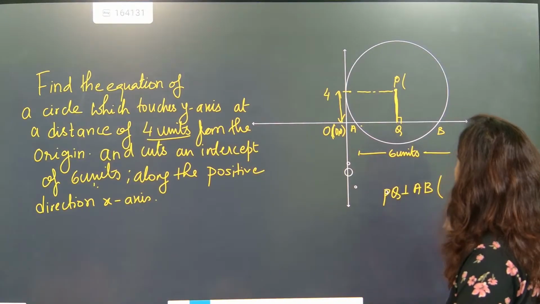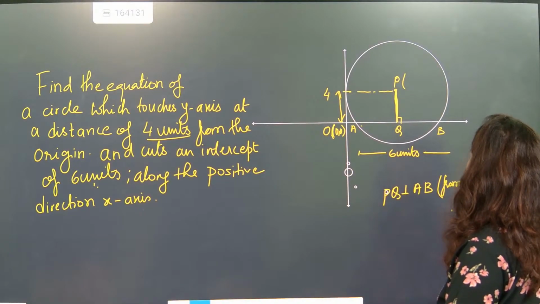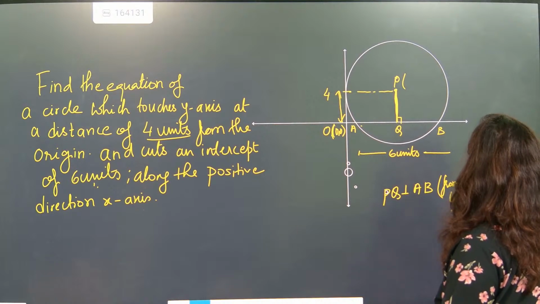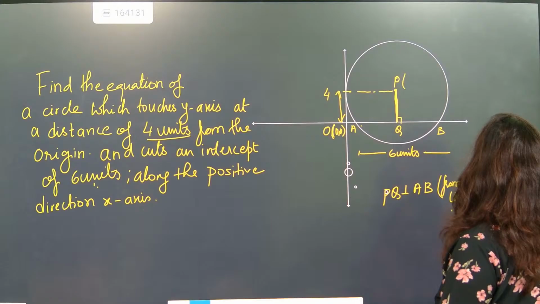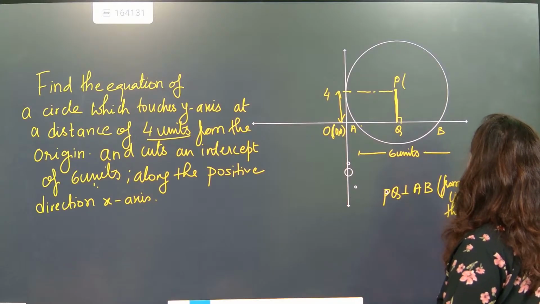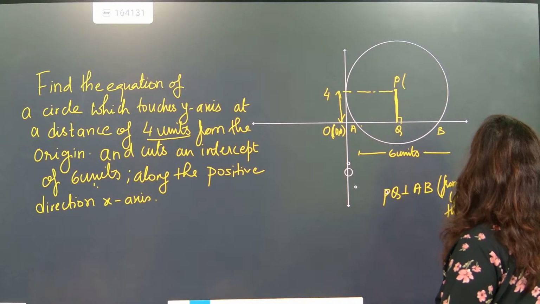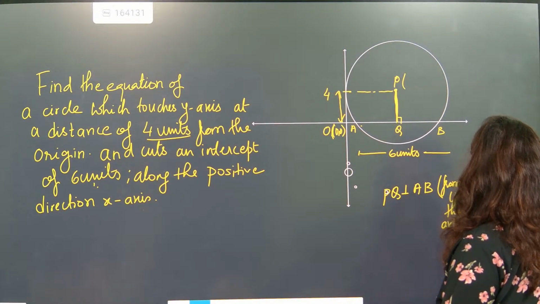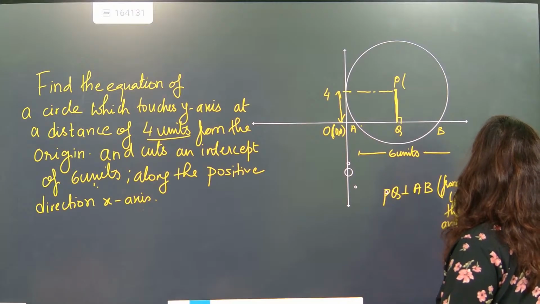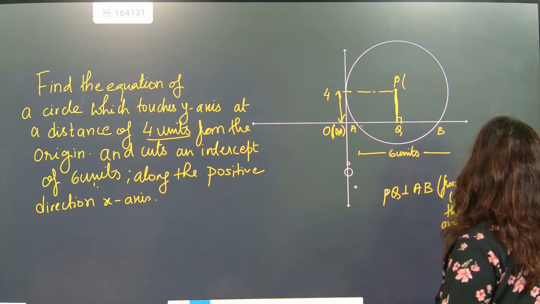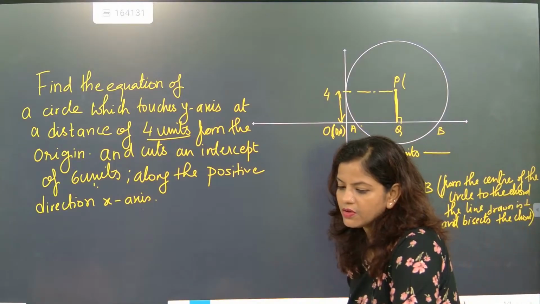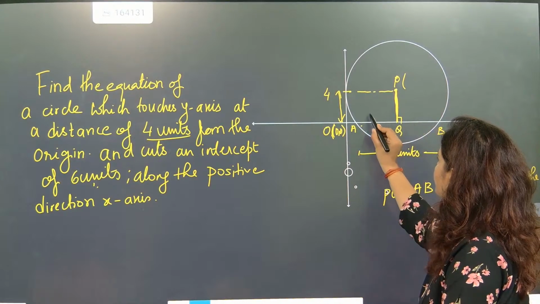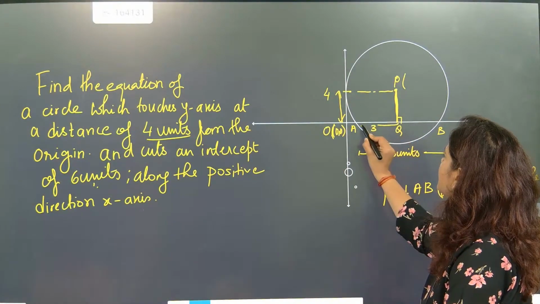Why? Because from the center of the circle to the chord, the line drawn is perpendicular and bisects the chord. The line drawn is perpendicular and it is bisecting the chord, beta. So here this part will get divided into 3 units. So this section will get converted into 3 units.